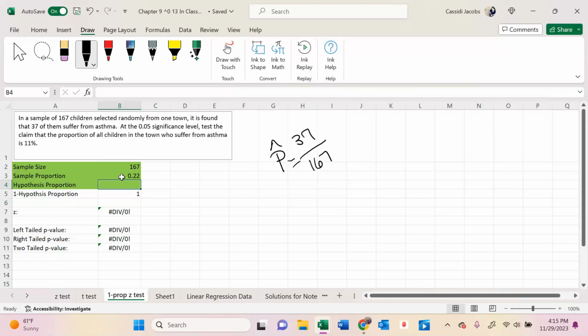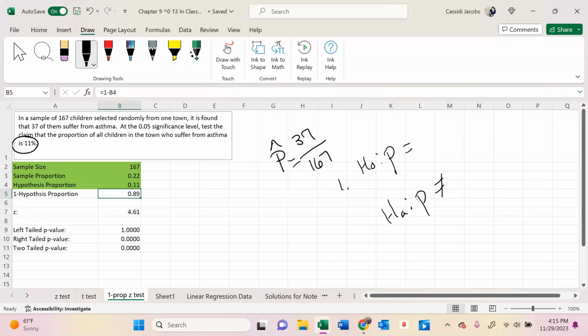So then it says, test the claim, the proportion of all children in the town who suffer from asthma is 11%. So that would be 0.11 as our hypothesis proportion. And so this is what we get here. So in your hypothesis testing, we know that the null hypothesis is that the proportion is, when it says "is" here, that means equal. So equal is always part of the null hypothesis. So we know the alternative hypothesis this time is going to be the not equal. So for this case, it is equal to 0.11 or not equal to 0.11.